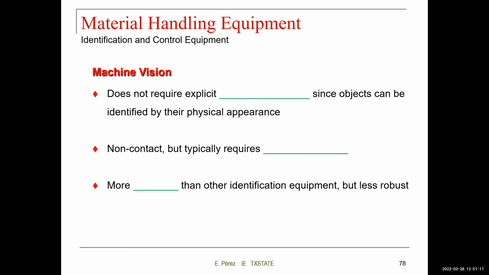In terms of the machines, machine vision does not require explicit encoding of data, since objects can be identified by their physical appearance. So this is more like a scanner, like the ones you see in the airports that tell you what's inside. So those are the machine visions. No contact, but it typically requires structural lighting, and it is more flexible than other identification equipment, but less robust.